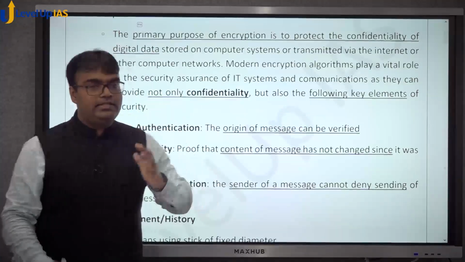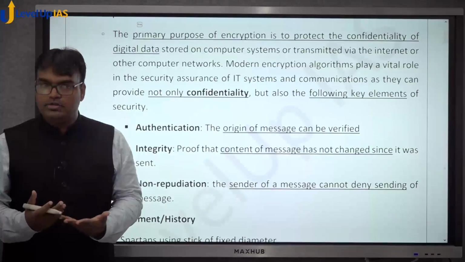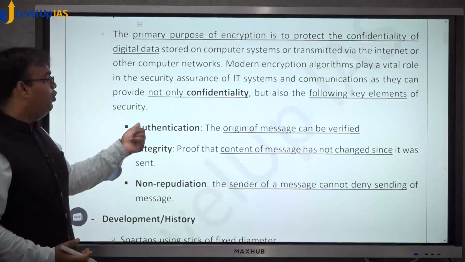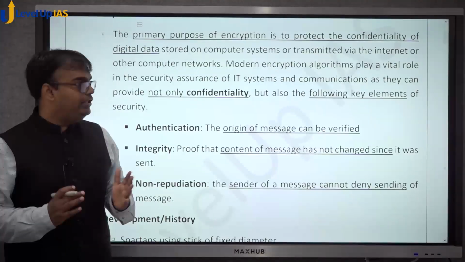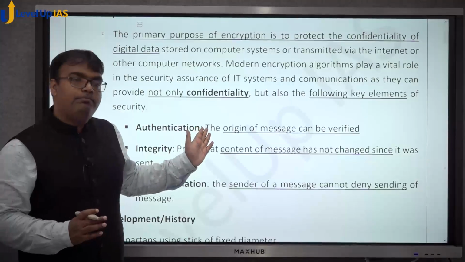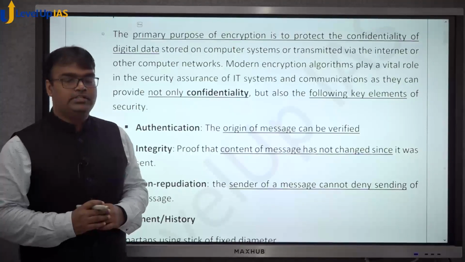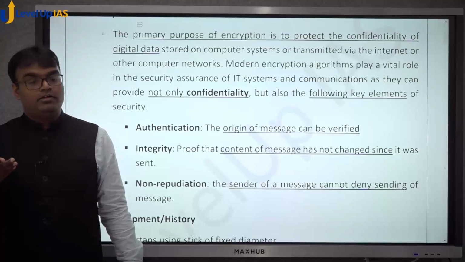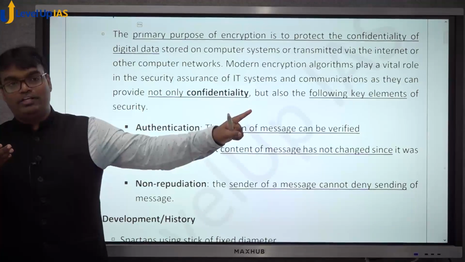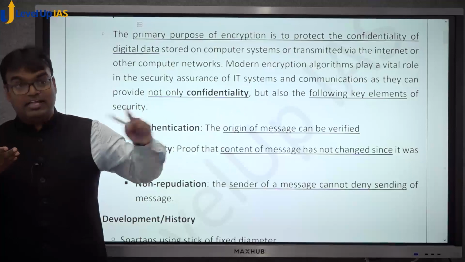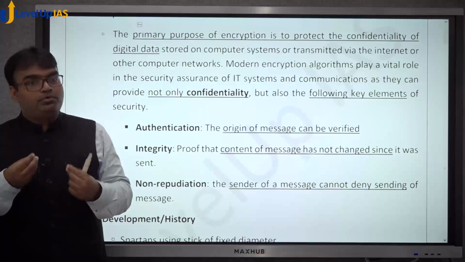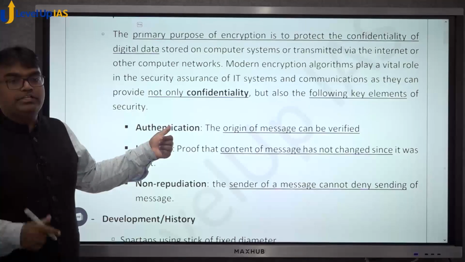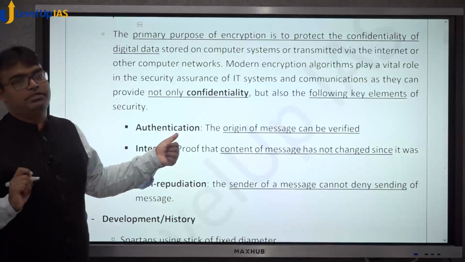Now I'm saying that modern cryptographic algorithms also provide you other features of data security, which include authentication. Now what is authentication? Authentication is basically that you can verify the origin of the message. That is, a cipher text has come to you, and that message has come from your brother only. How will you verify that? That is authentication. The modern cryptographic algorithm are also providing you the feature of authentication. You can authenticate that yes, the message has come from that person.